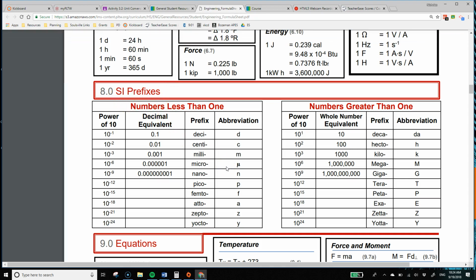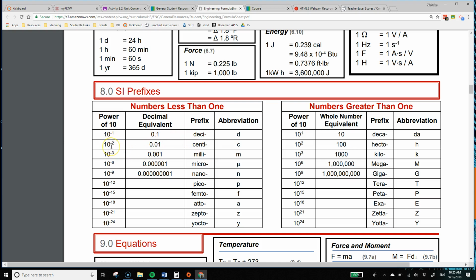So if I want centimeters to meters, where would I go? Where do you find centa? All right, excellent. So I see 10 to the negative 2.